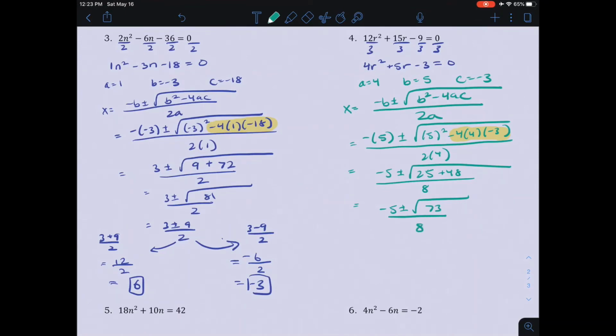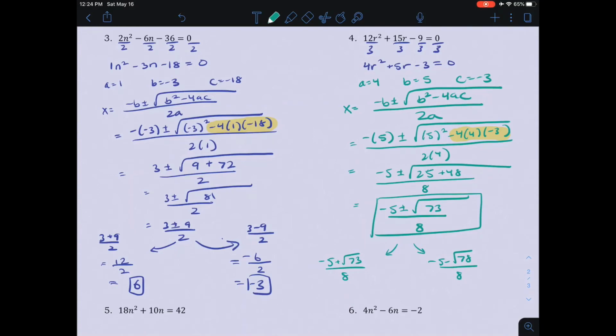And if you remember our discussion on radicals a long time ago, radical 73, you can't simplify that any further. And so this is one of those times where I would just leave the answer like this. This would be my final answer. Now, if you want, you can actually write this as negative 5 plus square root of 73 over 8. And you can write this as negative 5 minus square root of 73 over 8, because these are your 2 solutions, but you can't really simplify those either, right?